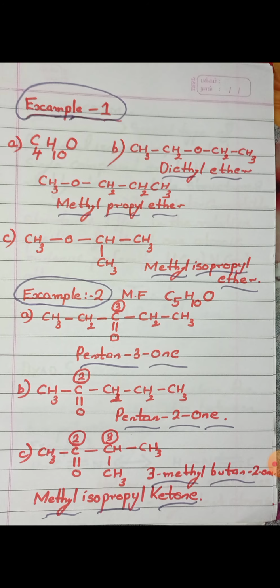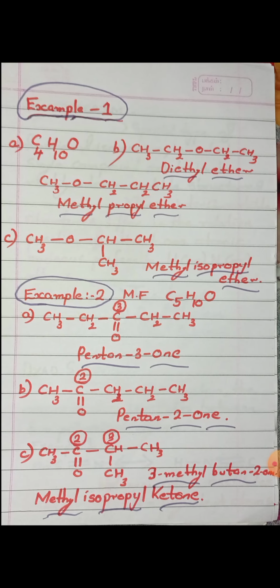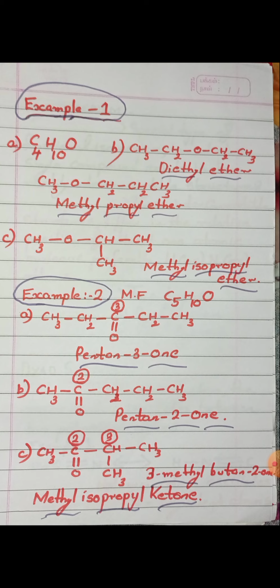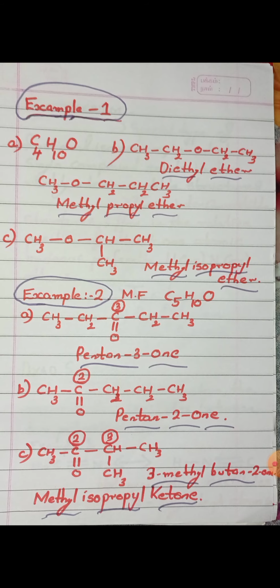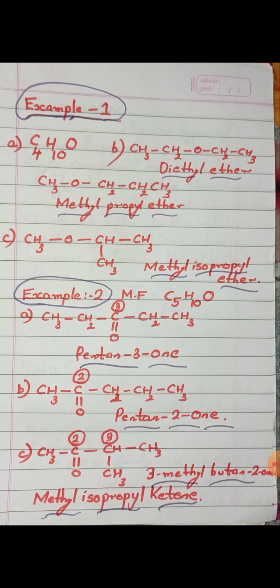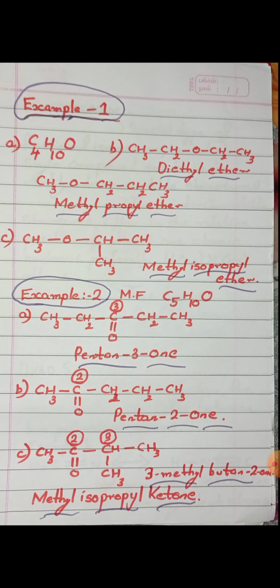Again, we can give one more example, a compound of molecular formula C5H10O. In the case of ketones, the first possibility is pentanone with the carbonyl carbon in the middle position, that is CH3CH2C double bond OCH2CH3. Hence the name 3-pentanone, pentan-3-one. We may again write the ketonic functional group on the second carbon from the left hand side. Hence the name 2-pentanone or pent-2-one.